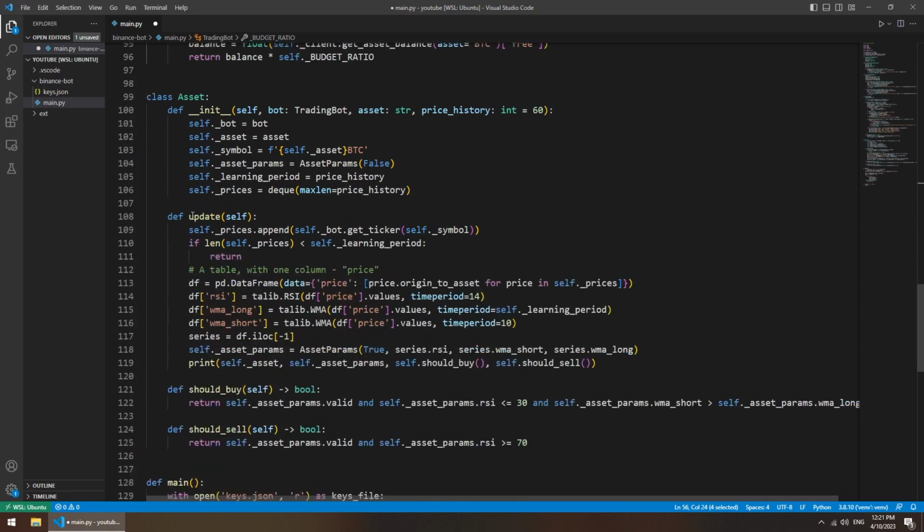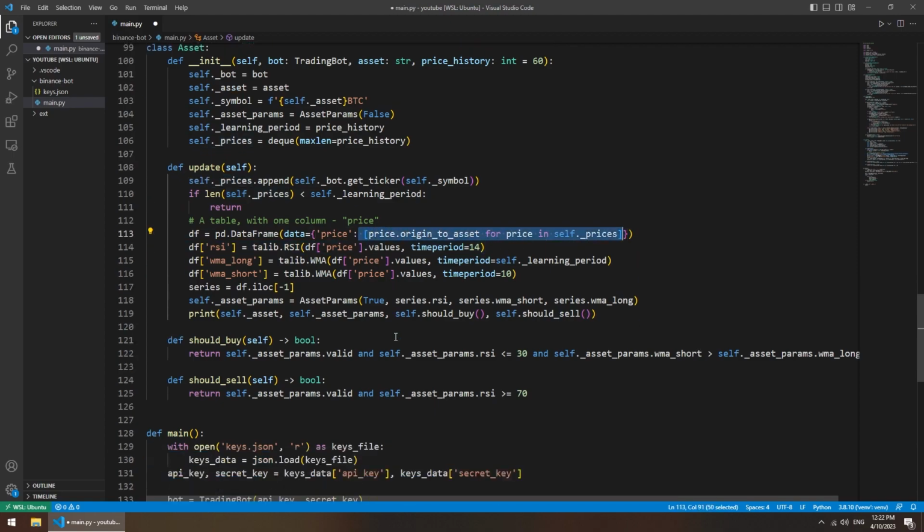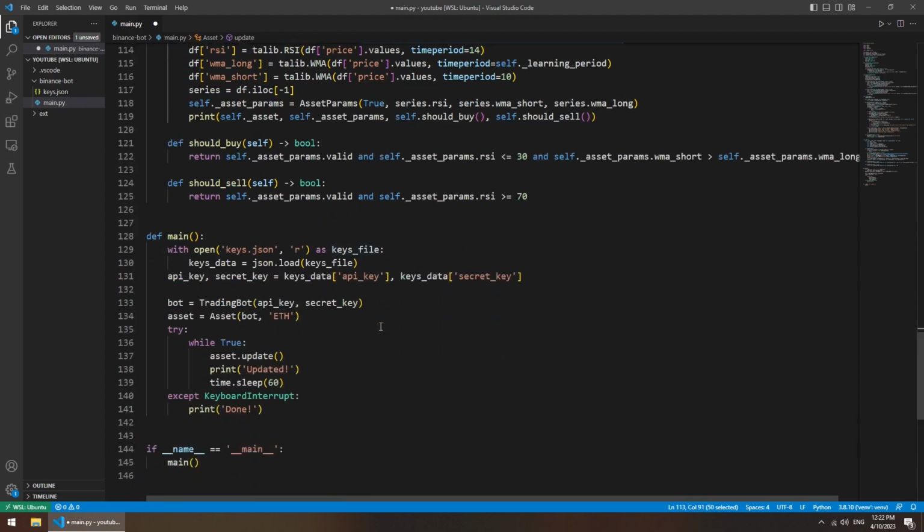I also changed the update function when I add a new price. So now it returns the ticker and not a float. So you need to update the data frame that you build here to actually use a list that gets the origin to asset value and not the actual. We cannot just use this list since it's not a list of floats anymore. So we create a list of floats here. And then everything should work as it did before.